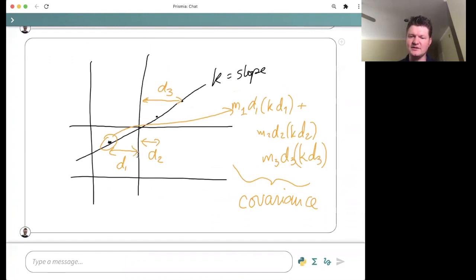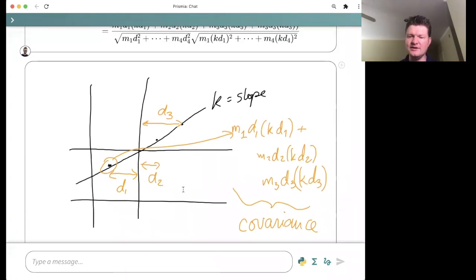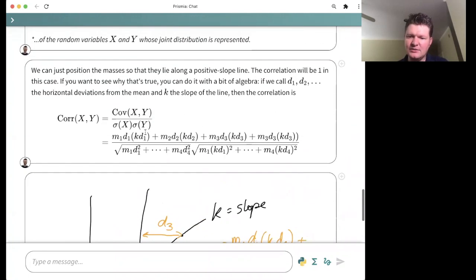So we have the horizontal deviations and the probability masses. You can plug that in, very same idea here, except with one variable instead of both x and y. And same idea with the vertical deviations. Those will all be k times D1, k times D2, and k times D3. And you end up with this formula.